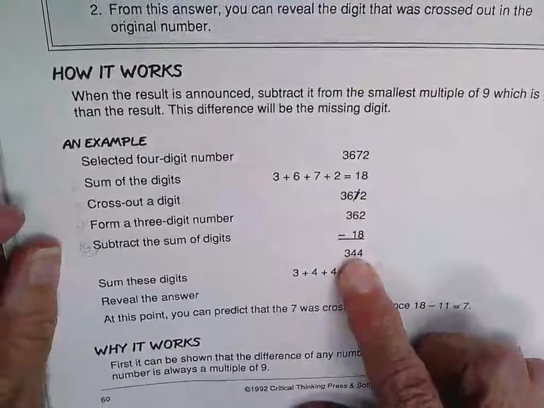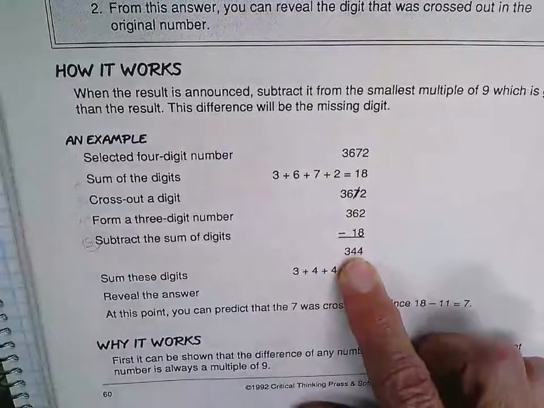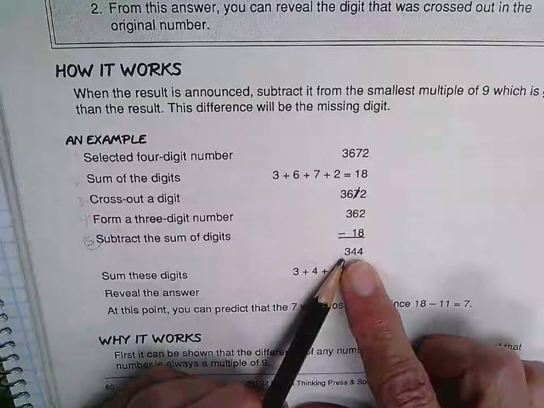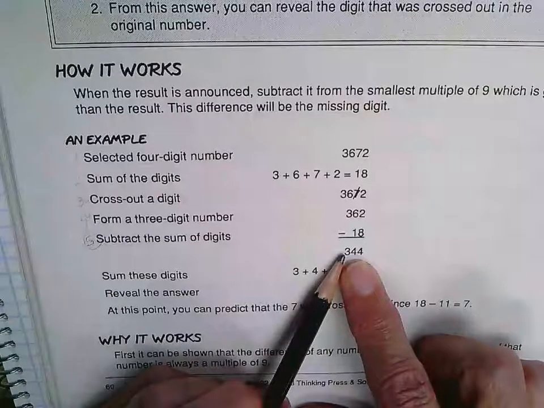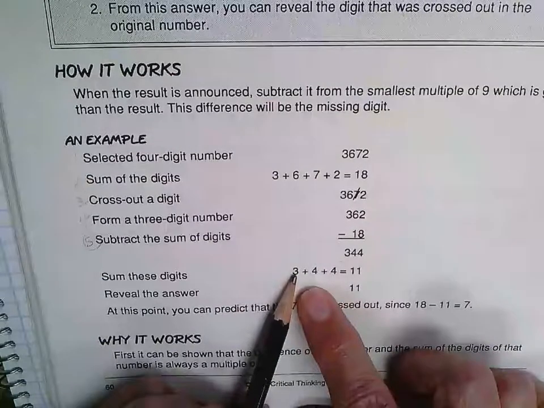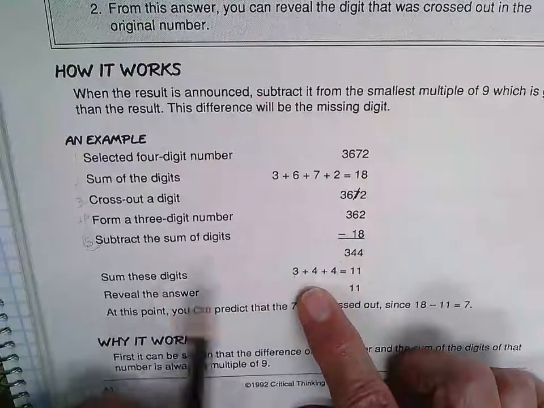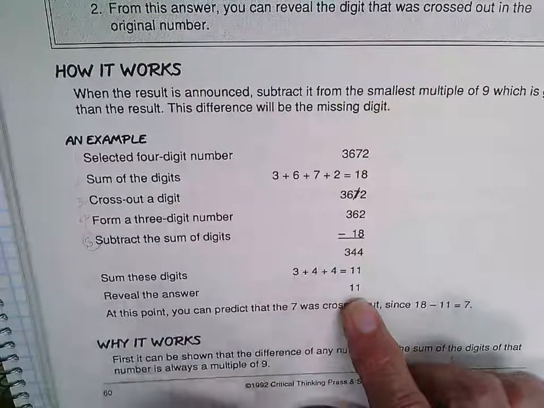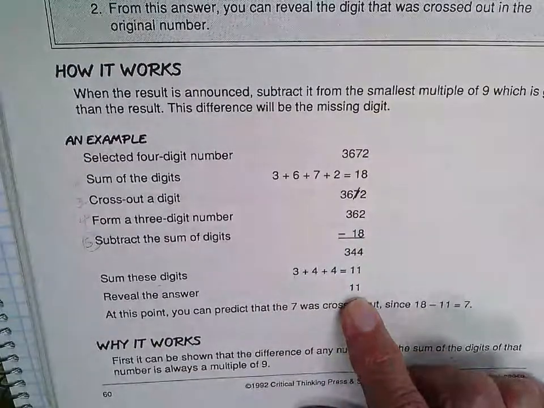And then this sum from up here is subtracted from the three-digit number, and a number results. At that point, this number is going to be announced to you, and what you are going to do is mentally, in your head, add those digits together and you're going to get 11.